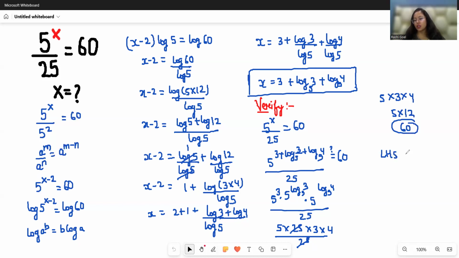So yes, LHS equals RHS. So x = 3 + log 3 with base 5 + log 4 with base 5 is the verified solution. I hope it's clear and you find it useful.